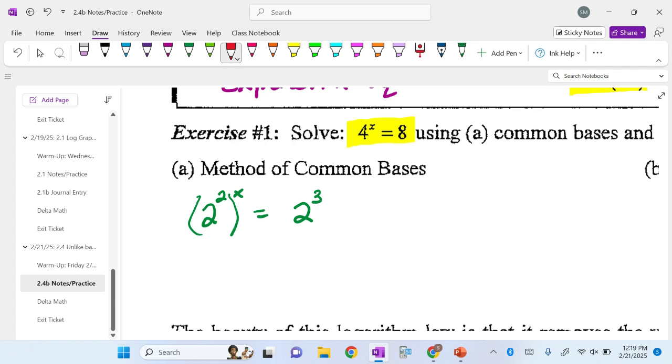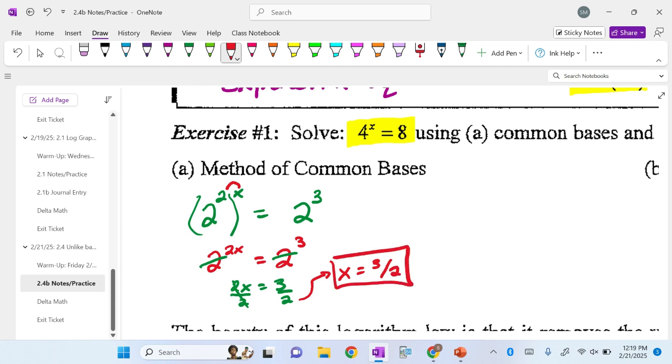Now, before we get rid of our bases, remember we have to multiply the x by the 2 in the exponents by the power rule. So this would be 2 to the 2x is equal to 2 to the third. Now, the bases are the same, we can get rid of them. So we get 2x is equal to 3. Then to solve, we just divide by 2. X is equal to 3/2.